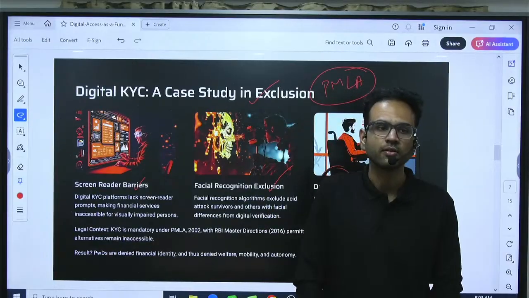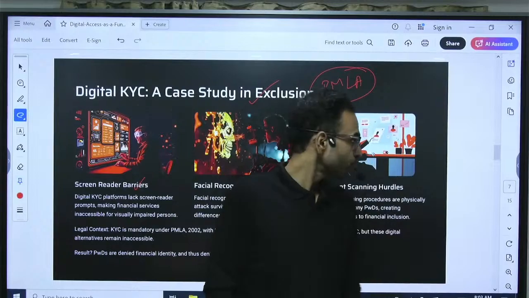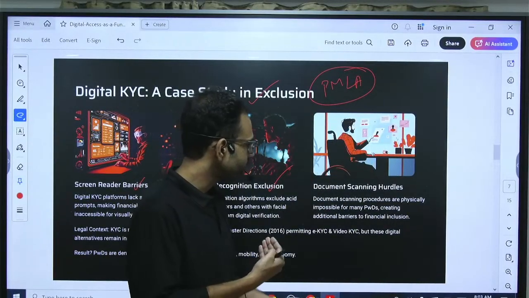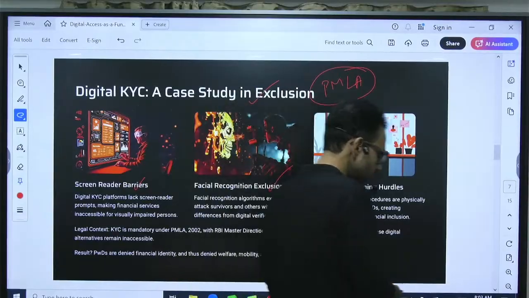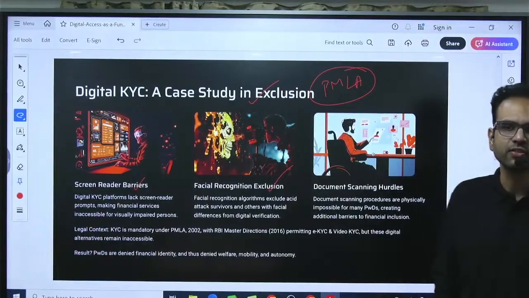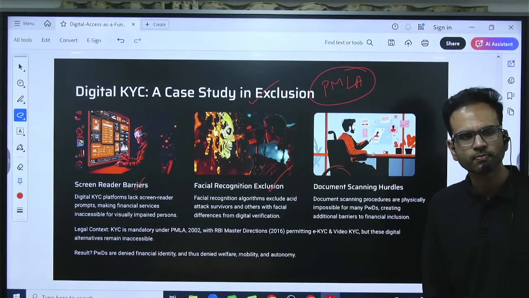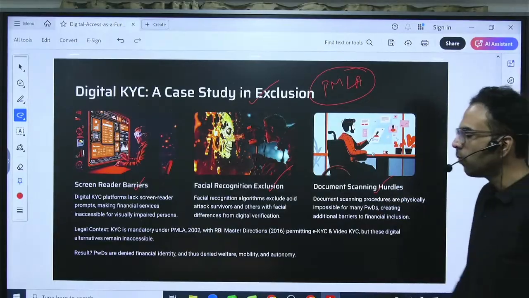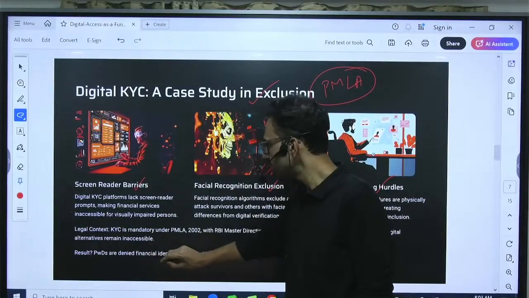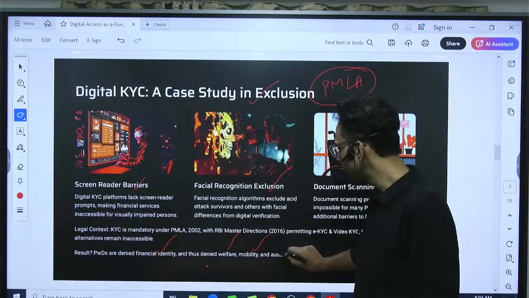Facial recognition. That's one more problem. Document scanning hurdles. Sometimes you are expected to physically produce some documents in some procedures for some financial services. That's again a barrier. What will be the result? The PWDs will be denied financial identity and thus denied welfare, mobility and autonomy.